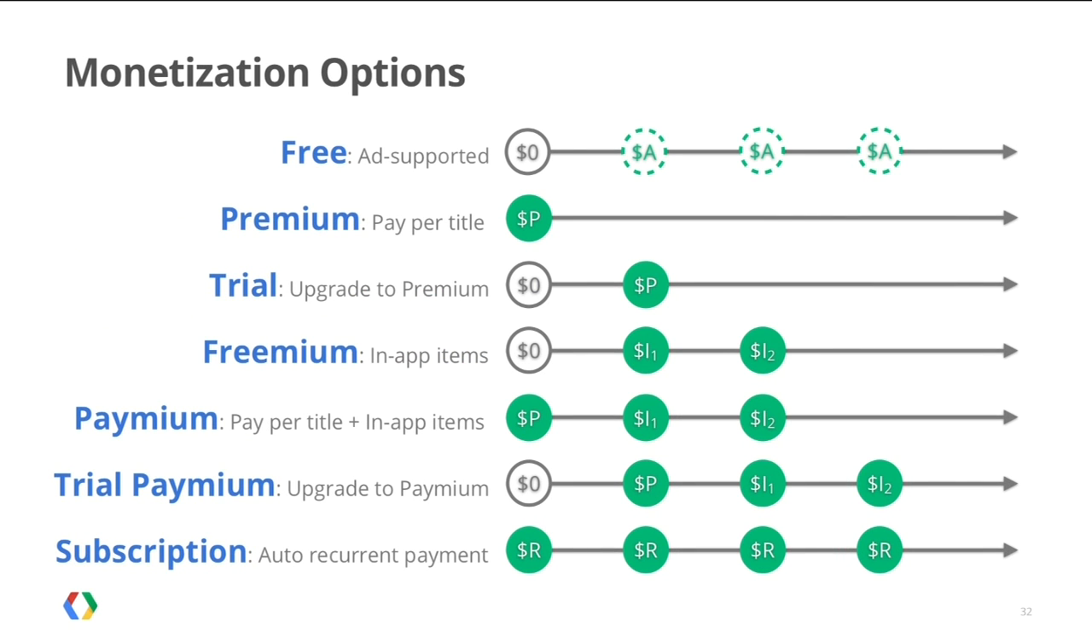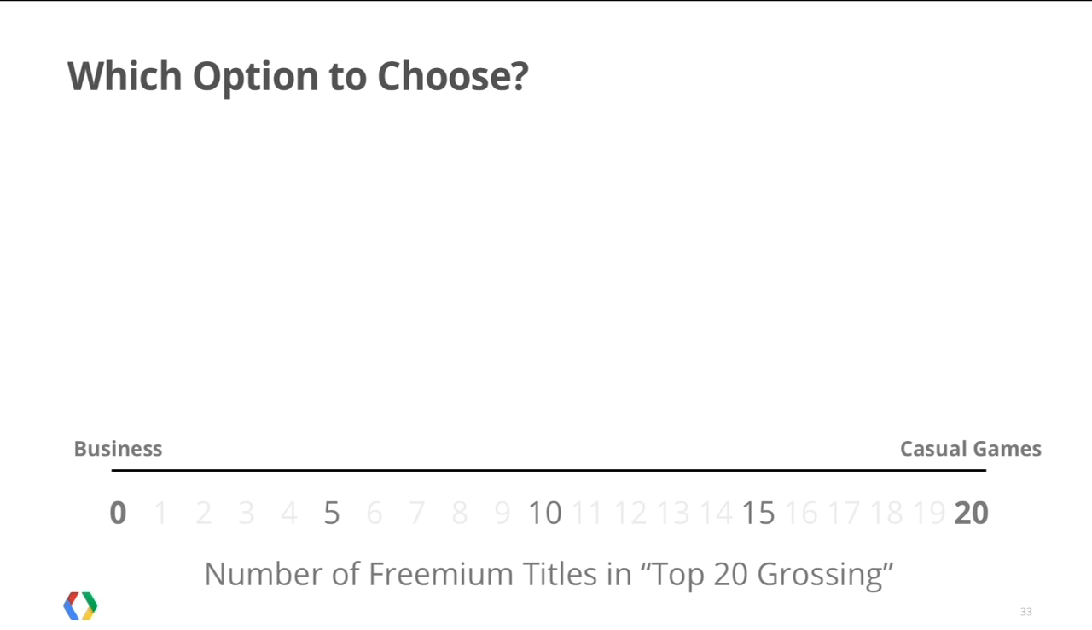Okay, so we talked about a lot of these options, and you're probably wondering, which one should you choose? There are so many of these. Now, I'm going to show you a quick slide before we wrap up here. If we look at the top grossing lists in the Play Store, I took a snapshot a few days ago. And you see, out of the top 20 grossing casual games, they were all freemium. And on the left side, business applications, none of them.